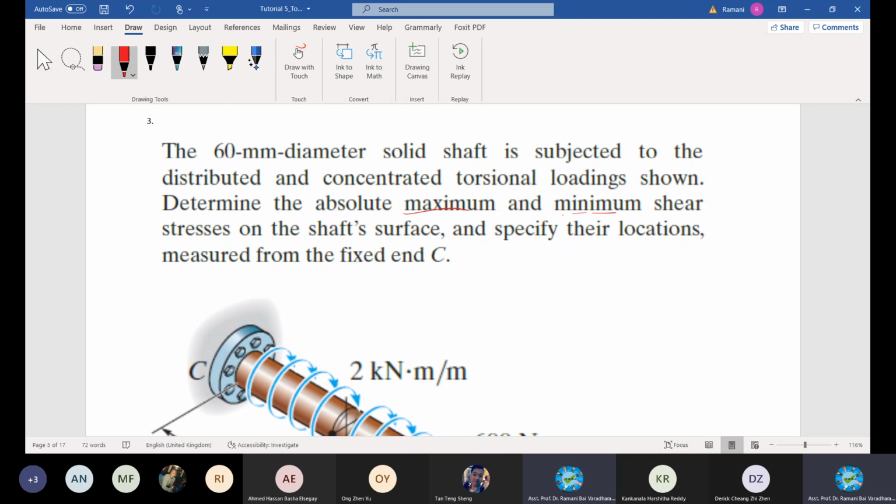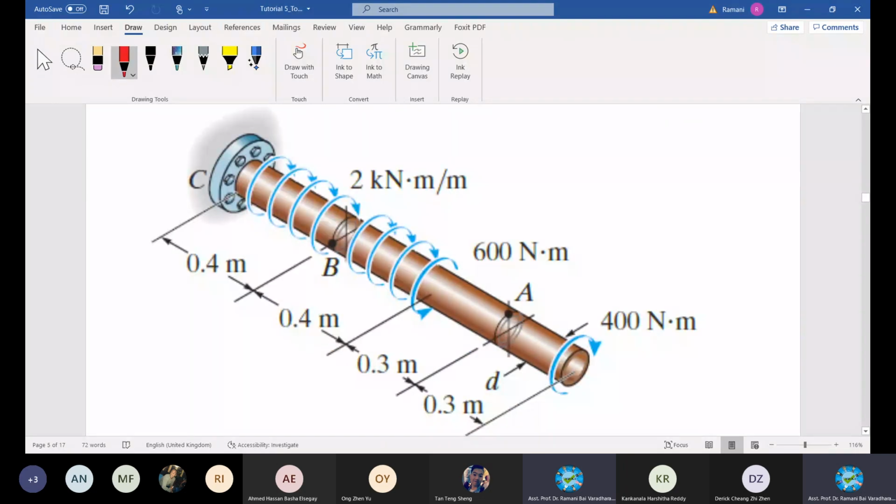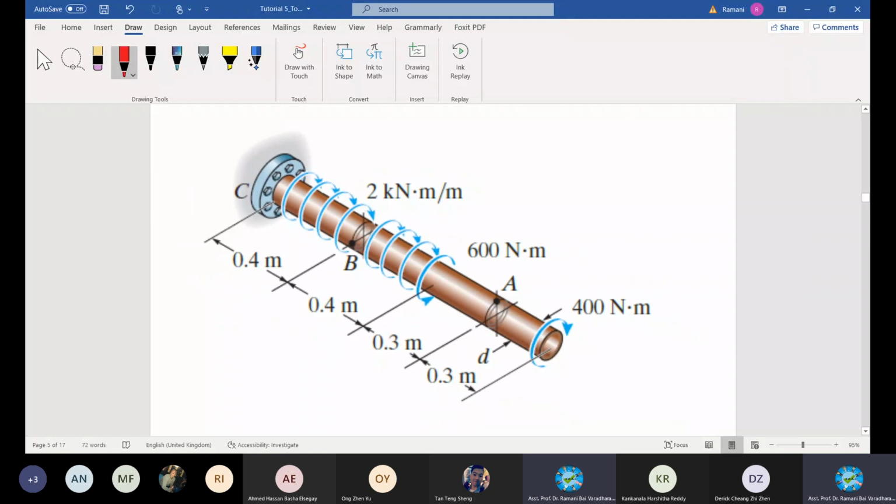When you find out all the types of stresses acting on it, you are answering for maximum and minimum stresses on the shaft surface and specifying their locations measured from the fixed end C. They also gave the value because you need to find the location from C. You're asked to find the value from the point C.